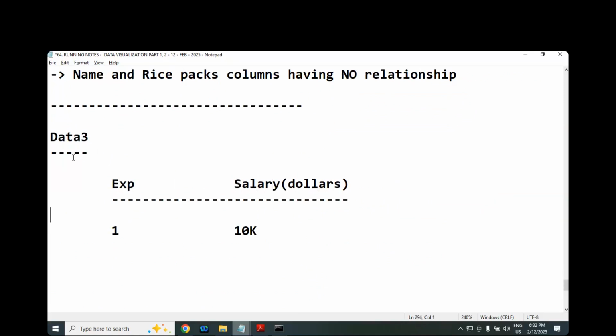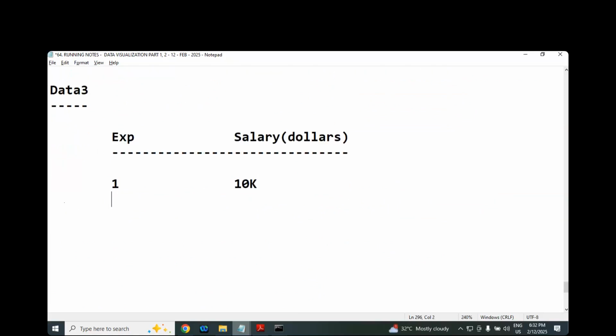చెప్తారా? What is the next one? 2 years of experience, 20K. The next one, 3 years of experience, 30K. Now what is happening? If experience is increasing, then automatically, exactly, right?